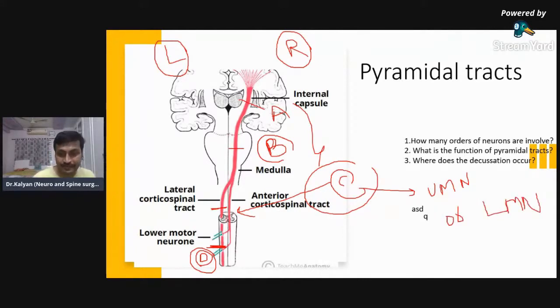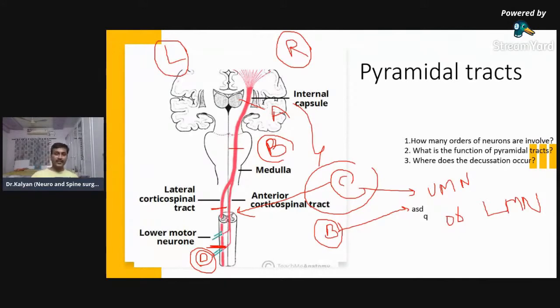Fine. In B, is it UMN or LMN? And Dr. Ramanathan has asked even before I could ask. So in D, is the lesion LMN or UMN? As Dr. Ramanathan has already answered, D is LMN. So I think I'm very clear.